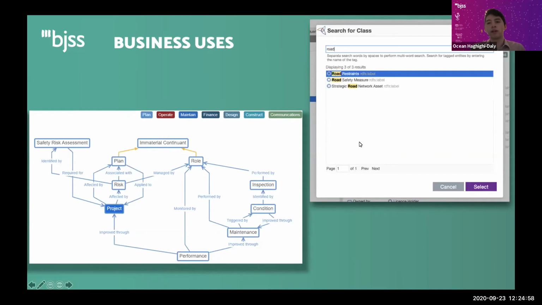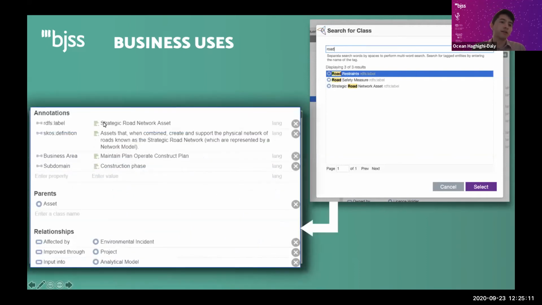So this is talking about synonyms or words that you want to know a definition for. You can just search the entire ontology for them. So for example, strategic road network asset. When you click on that, you get all the information to do with that asset, including the definition, what business areas it relates to, the subdomain. So you can also see what part of the construction it relates to, and you can store a lot of other information, like, for example, what data set holds information about this particular entity. And of course, the relationships that this entity has with other entities.